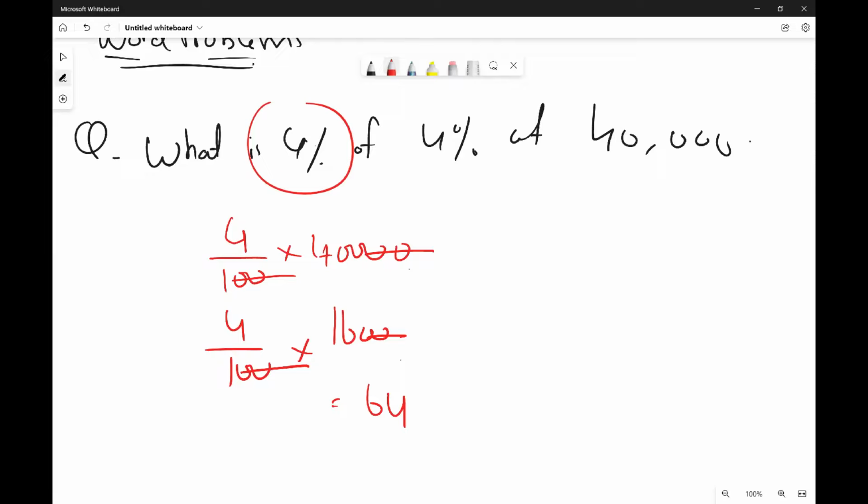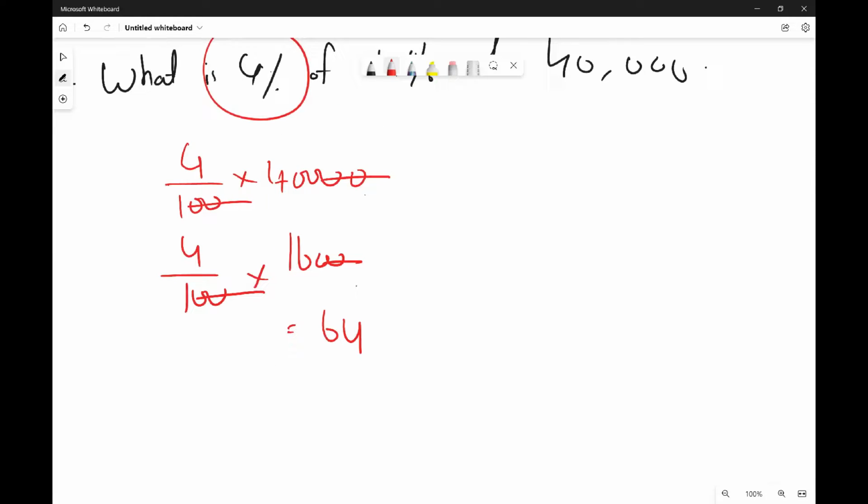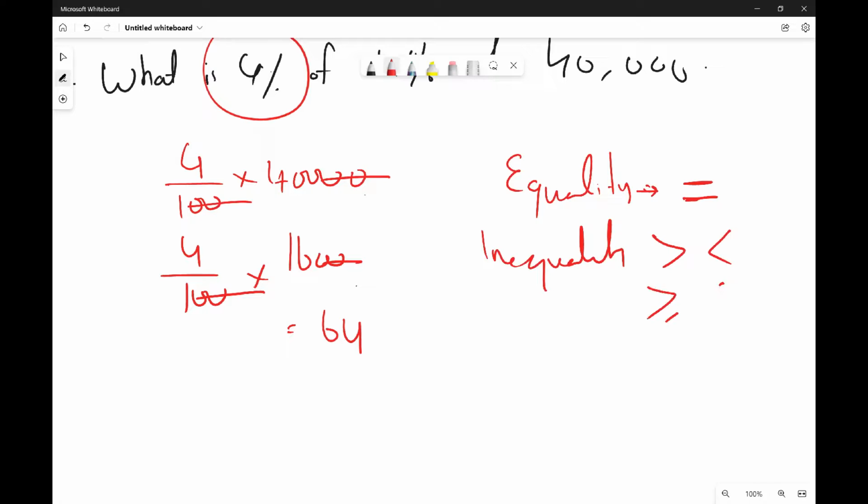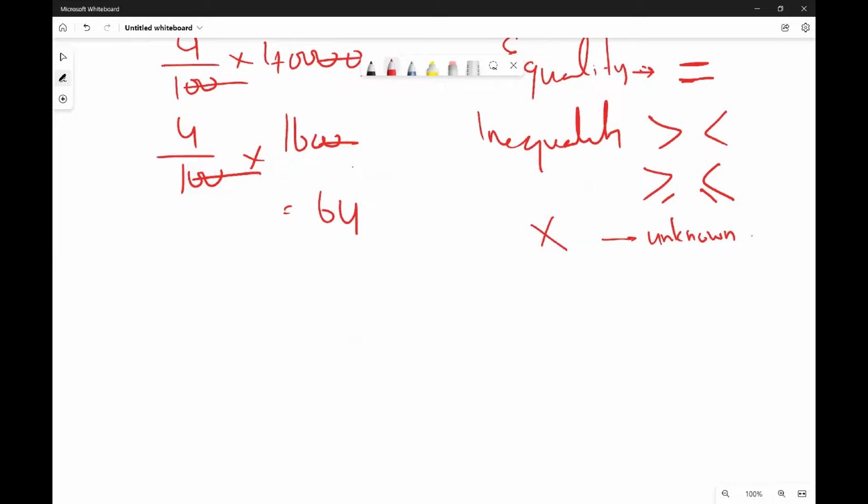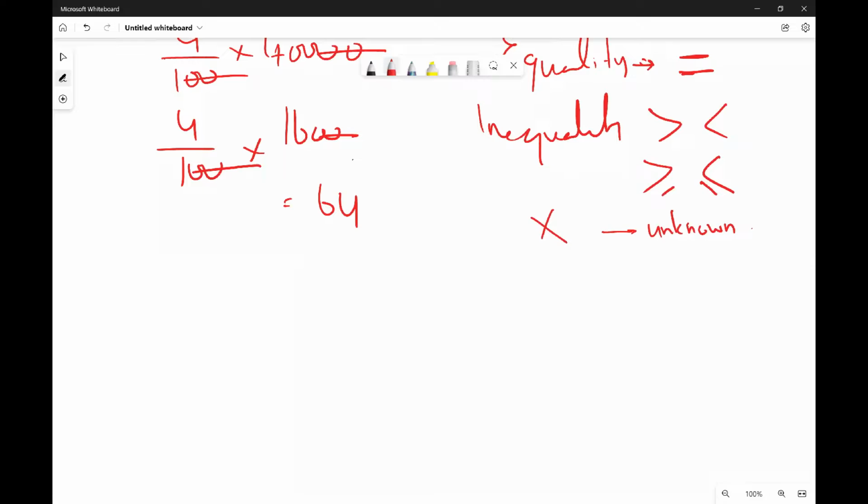Some of the basic things that you should know before solving word problems. Equality का पता होना चाहिए. जब भी कहीं equality equals आए, इसका मतलब है equals to. ठीक है, कहीं पे inequalities अगर आ जाए, inequality में less than, greater than, less than or equal to, greater than or equal to, ये सारे आपको पता होने चाहिए. And for any unknown quantity, use x. ठीक है, for unknowns. These techniques are going to help you a lot solving word problems.